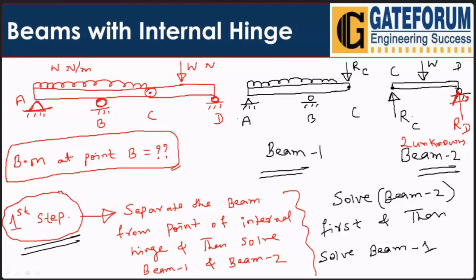So what will be the value here? W by 2. RC will be equal to W by 2 and RD will also be equal to W by 2. Only 2 unknowns here.